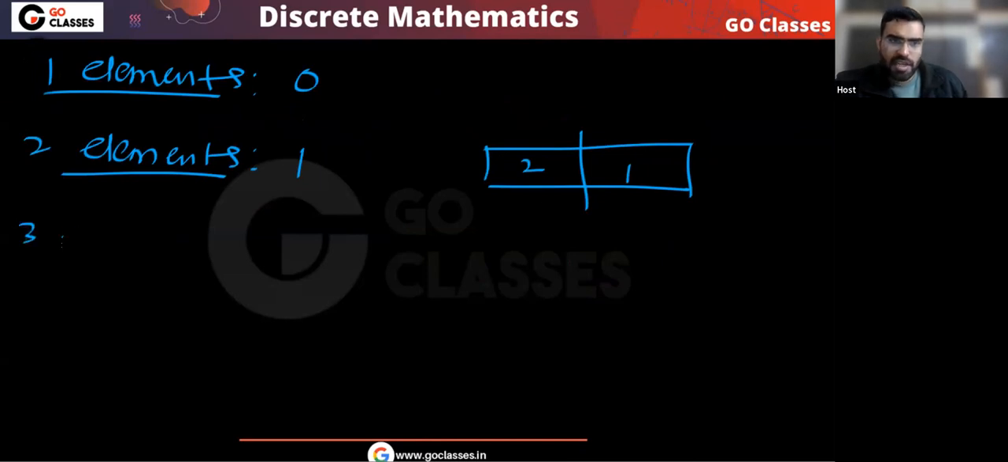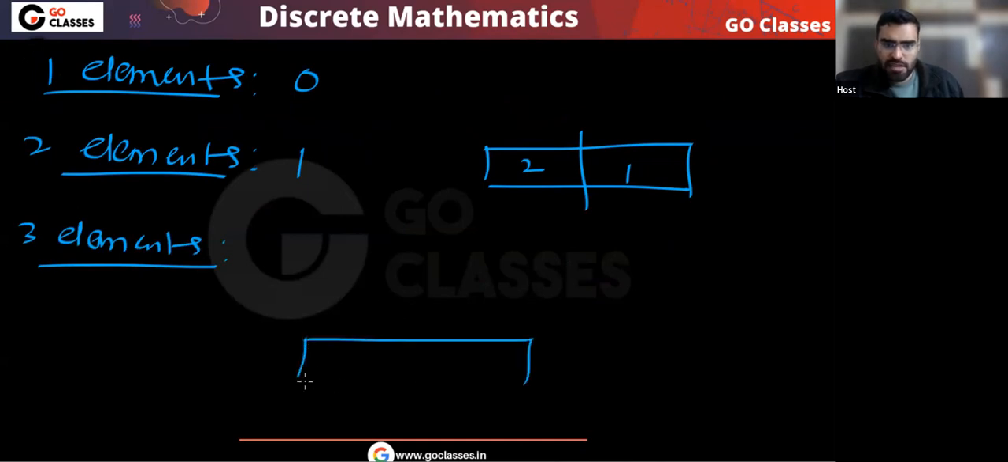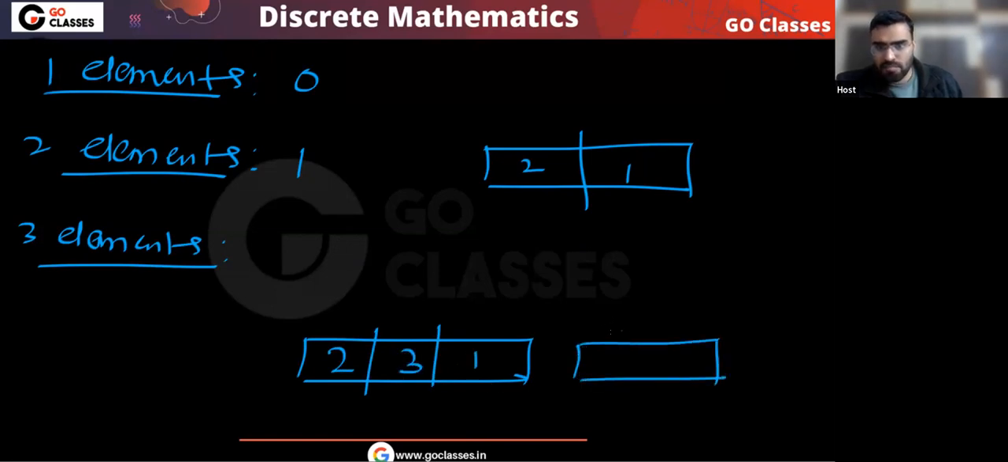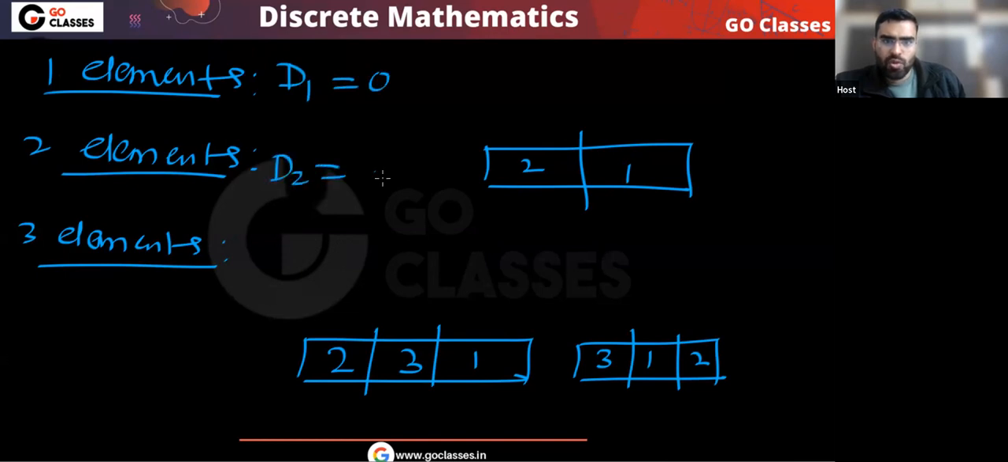With three elements, what are the possible derangements? You can notice that if 2 is here, then the only possibility is 3, 1. And if 2 is here, then the only possibility is this. So that is the three element derangement. So I can say with one element 0, with two elements 1, and with three elements 2. And similarly, you can find for 4 elements and 5 elements and so on.